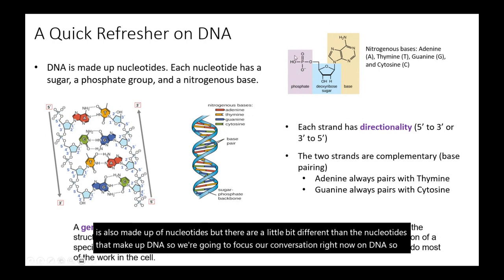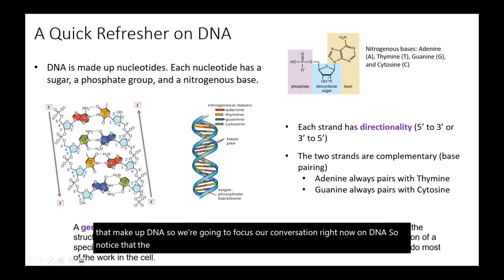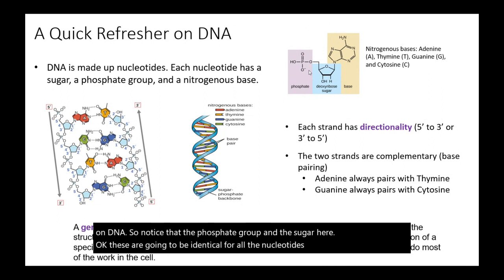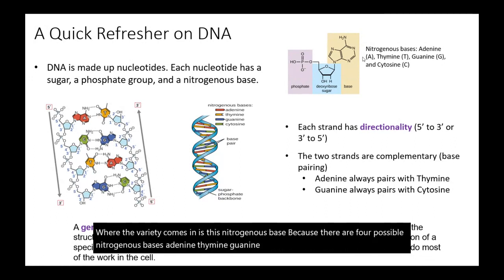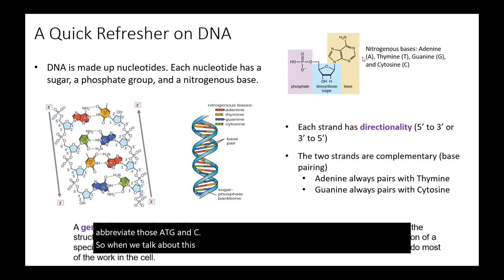Notice that the phosphate group and the sugar here are going to be identical for all the nucleotides that make up DNA. Where the variety comes in is this nitrogenous base, because there are 4 possible nitrogenous bases: adenine, thymine, guanine, and cytosine. We normally abbreviate those A, T, G, and C. So when we talk about this sequence of DNA, we always just refer to the nitrogenous bases because that's what differs.